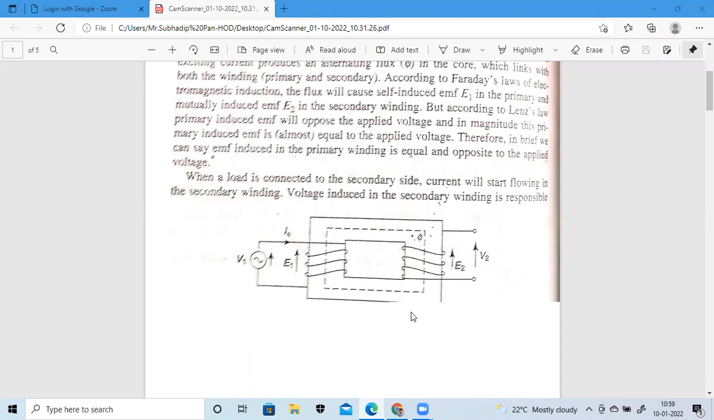Flux can also be represented in the form of magnetic flux density and core area. That means magnetic flux density equals flux by core area. So flux can be represented by magnetic flux density into area. Area of the core is represented by capital A. This is your core. This area is represented by capital A. So flux can be replaced by maximum flux density, that means B suffix M, maximum B suffix M, into core area.